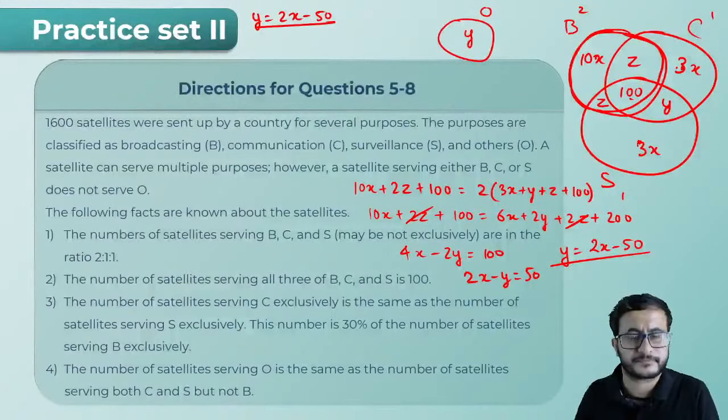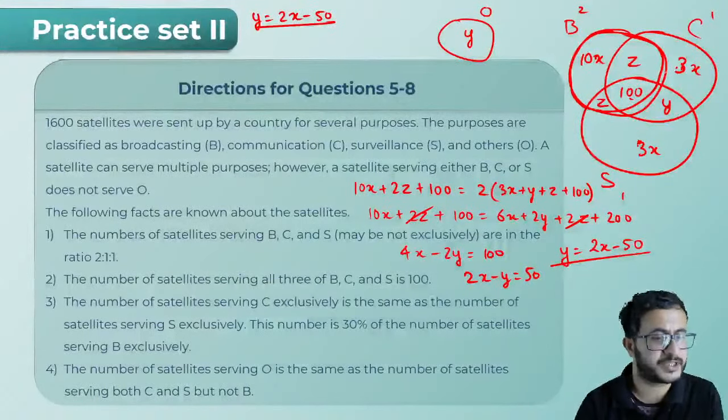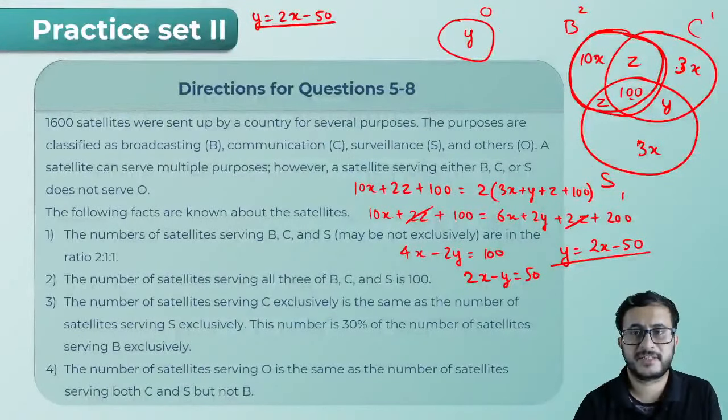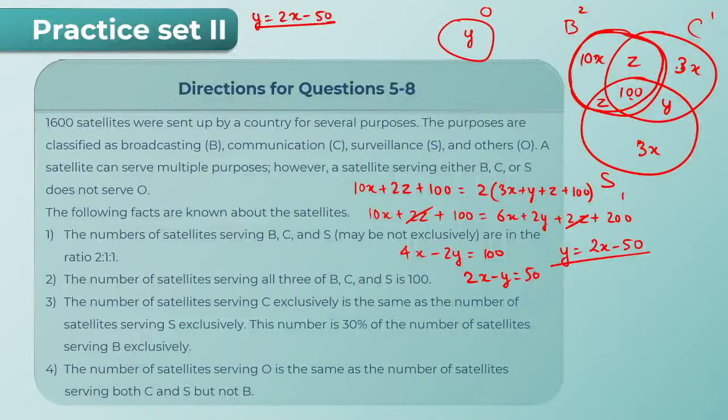Now what we will do is add all these variables and equate to 1600, because the grand sum is 1600. So let us add all these values. What do we get as the sum? The total number of satellites is 1600. So 10 plus 3 plus 3, that is 16x, plus 2y. Y plus y is 2y, and 2y will be 4x minus 100.